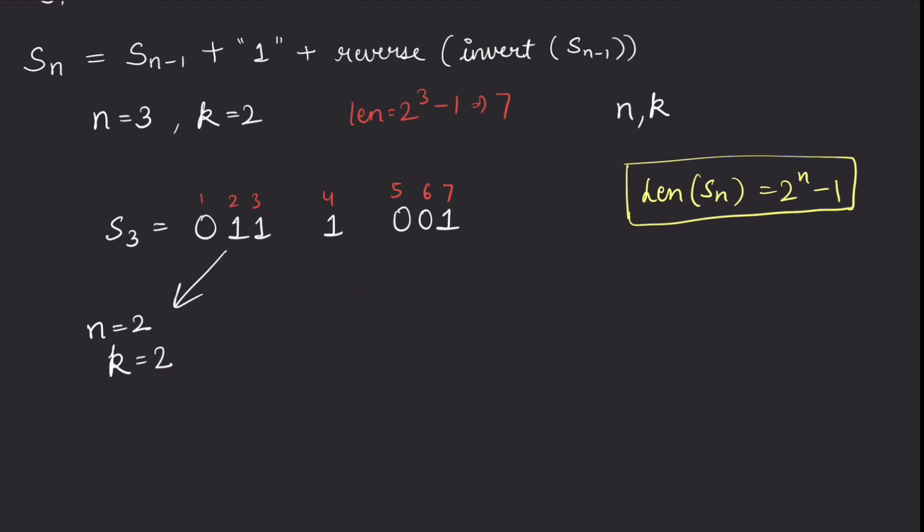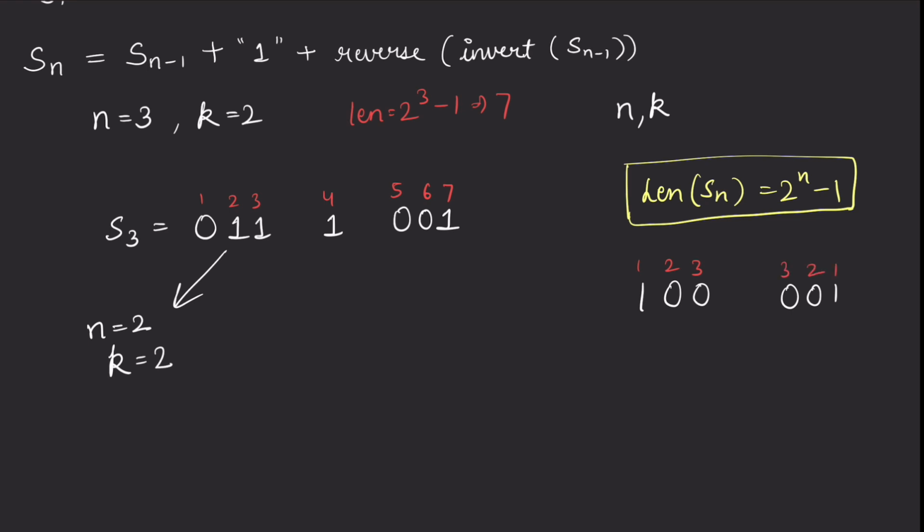Now let's suppose our k was 5. In that case it would lie in this string. How will you make a recursive call for this one? This string is also S of n minus 1, but it is inverted and reversed. Forget about inverting right now, just focus on reversing. This string before reversing would be 1, 0, 0, and after reversing it is 0, 0, 1. So if you see the indices here, 1, 2, 3 and 3, 2, 1.